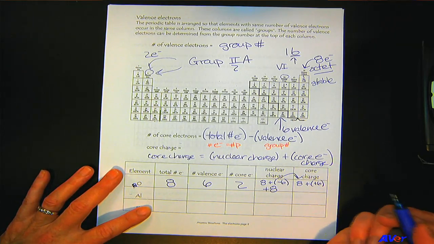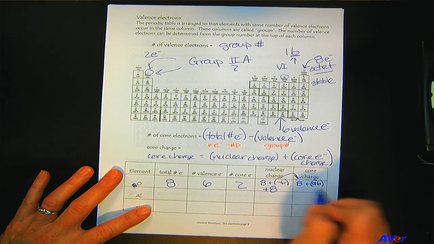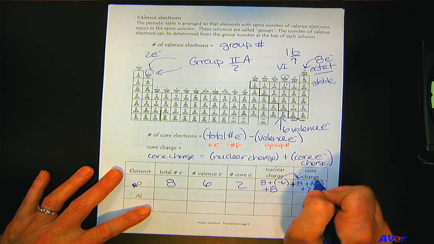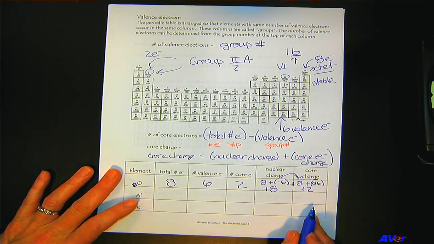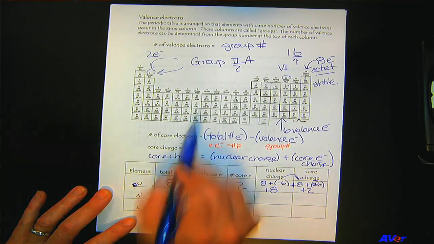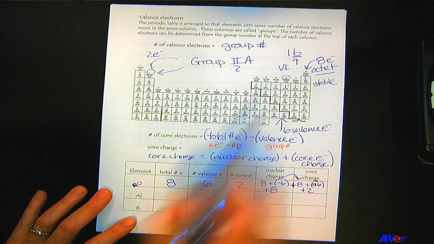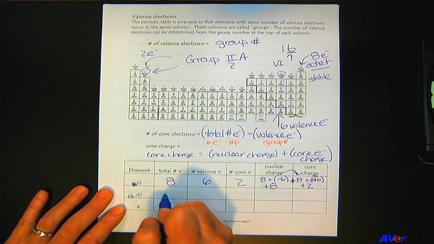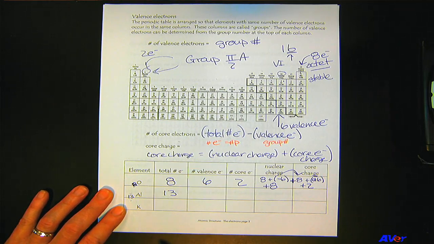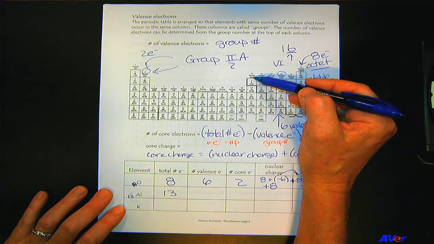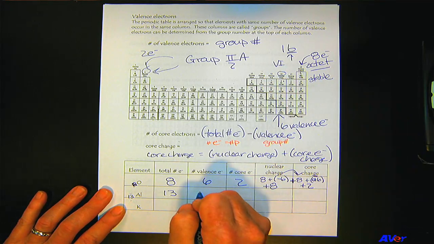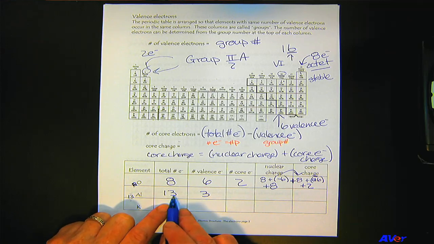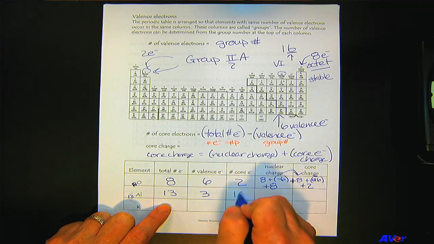So that would be, yeah, the core charge would be plus 2, right? Because we had the plus 6 there, and then the 6 core electrons. Alrighty, let's do another one. Aluminum has 13 protons, so it has 13 electrons. Aluminum's in group 3. It has 3 valence electrons, right? So the total minus the valence gives us the core.